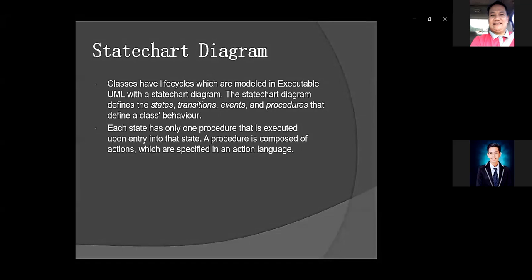State chart diagram. Classes have life cycles, which are modeled in executable UML with the state chart diagram. The state chart diagram defines the states, transitions, events, and procedures that define a class's behavior. Each state has only one procedure that is executed upon entry into that state. A procedure is composed of actions which are specified in an action language.